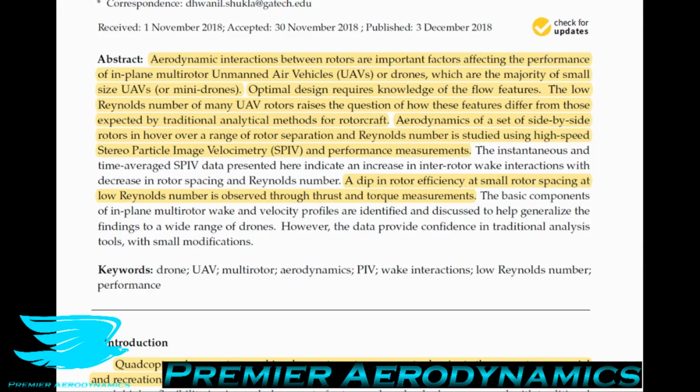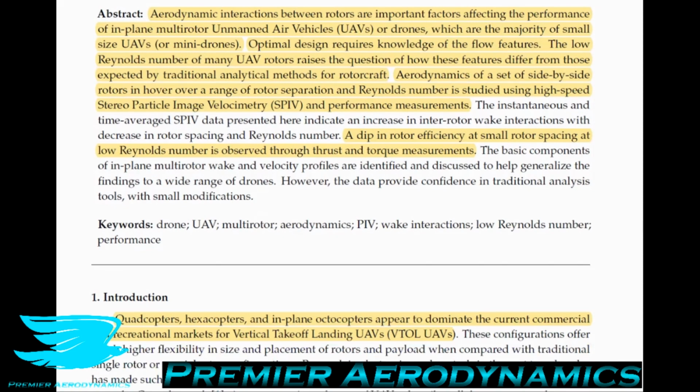And then they go on and just give briefly saying a dip in rotor efficiency at small rotor spacing at low Reynolds number is observed through thrust and torque measurements. So this was just that one particular parameter specification that they had. They had other parameters that they looked into as well.